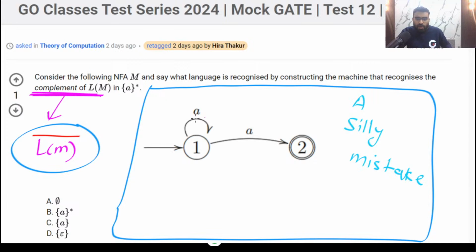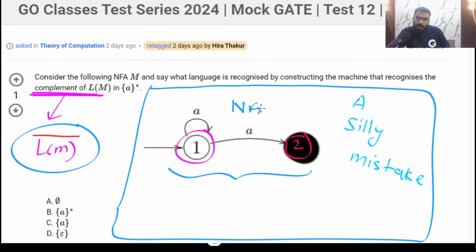They have created the complement of states. They have complemented the states. You can see this non-final state, they made it final, and this final state, they made it non-final, right? So basically they have complemented the states. If you complement the states, this was your NFA M.